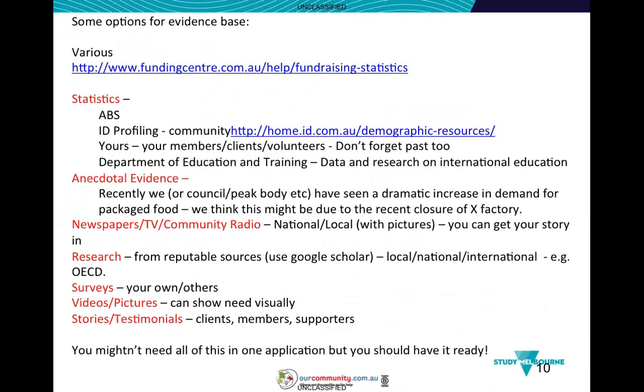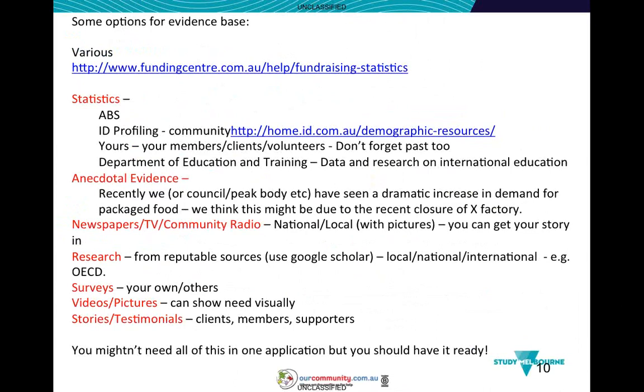This is some information about other forms of evidence that you can use. We've provided some links there to some resources. The funding statistics that's on our website, you'll find some more links and resources there as well. But when you're looking at statistics, don't forget the Australian Bureau of Statistics, the ABS. There's also some really good community profiling data available through ID. We also have a range of statistics as well.